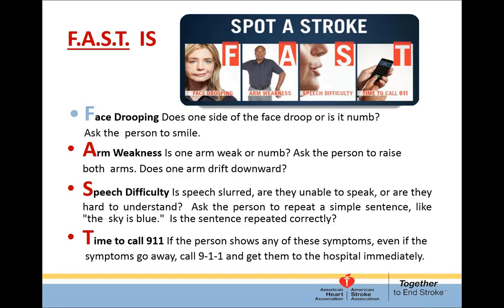Speech, ask the person to speak a simple sentence. Do they use correct words with no slurring, or does their speech slur, or do they use inappropriate words, or are they unable to speak at all? In T, if any of these symptoms are noted, it's time to call 911 immediately.